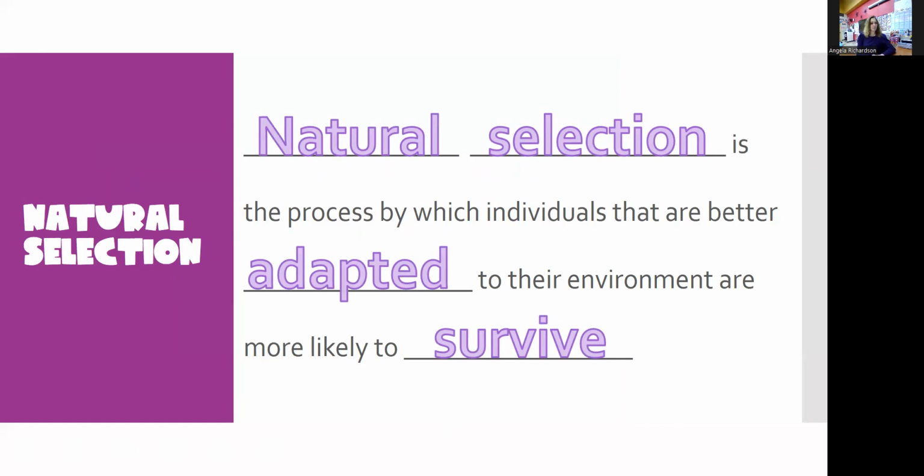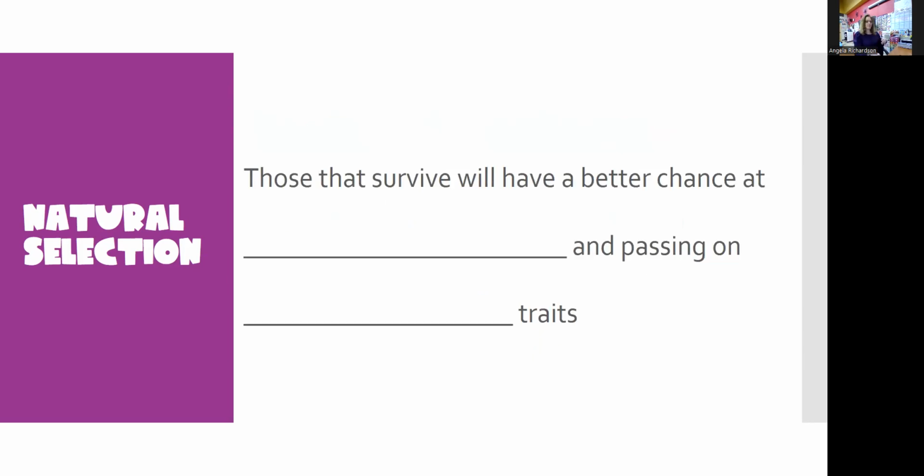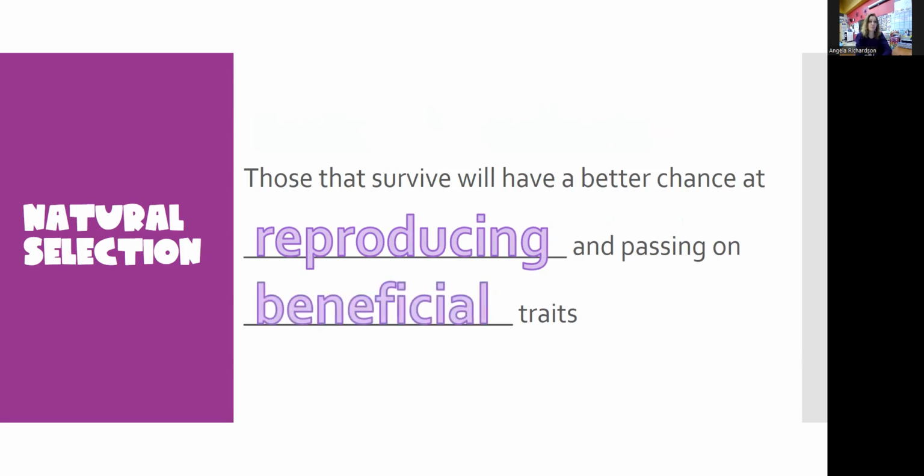Every time we talk about this, we're looking at survival. Because you're better adapted for your environment, because you survive, you get to reproduce and you get to hopefully pass on your good stuff to your offspring. So the idea of natural selection says that those organisms that survive are going to have a better chance at reproducing and passing on their beneficial traits. Now, one thing we have to remember here, it's not always the beneficial traits that get passed on, okay?